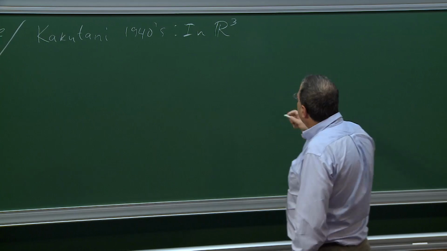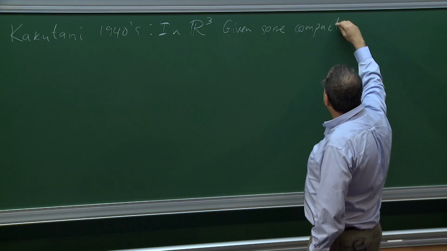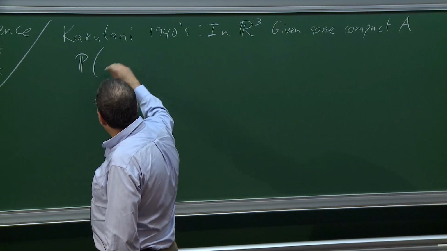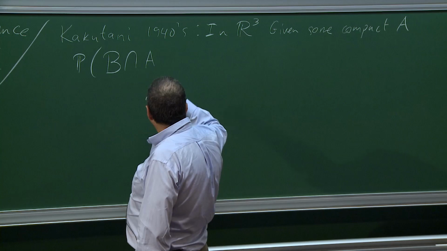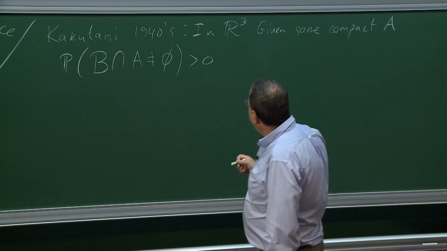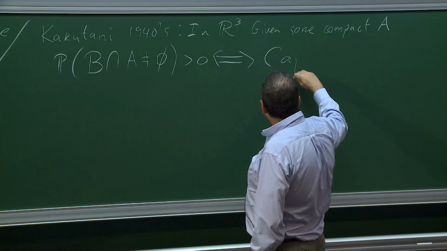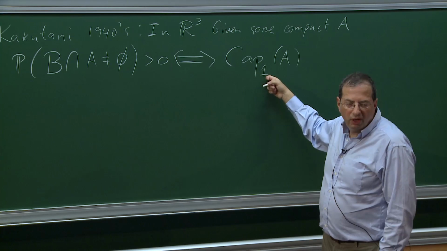So I'm given some compact set A, and I want to know when does Brownian motion hit the set A? B will just be the path of Brownian motion. I want to know when does Brownian motion hit the set A with positive probability. The theorem of Kakutani is this happens only if A has positive one-dimensional capacity. If d is bigger than 3, then the 1 you will replace here by d minus 2.